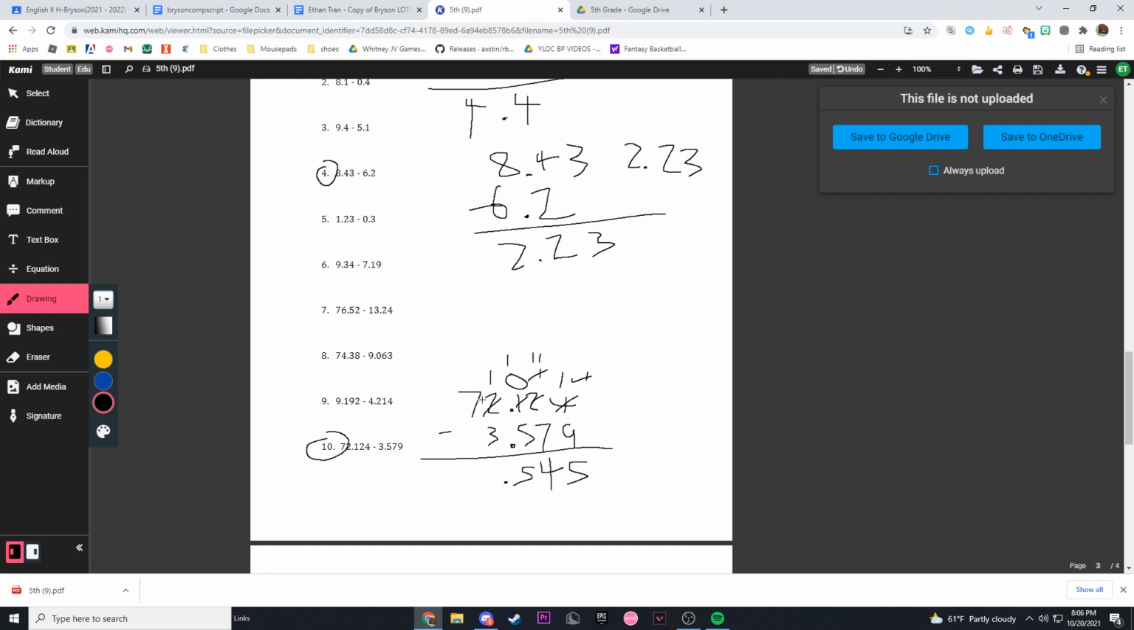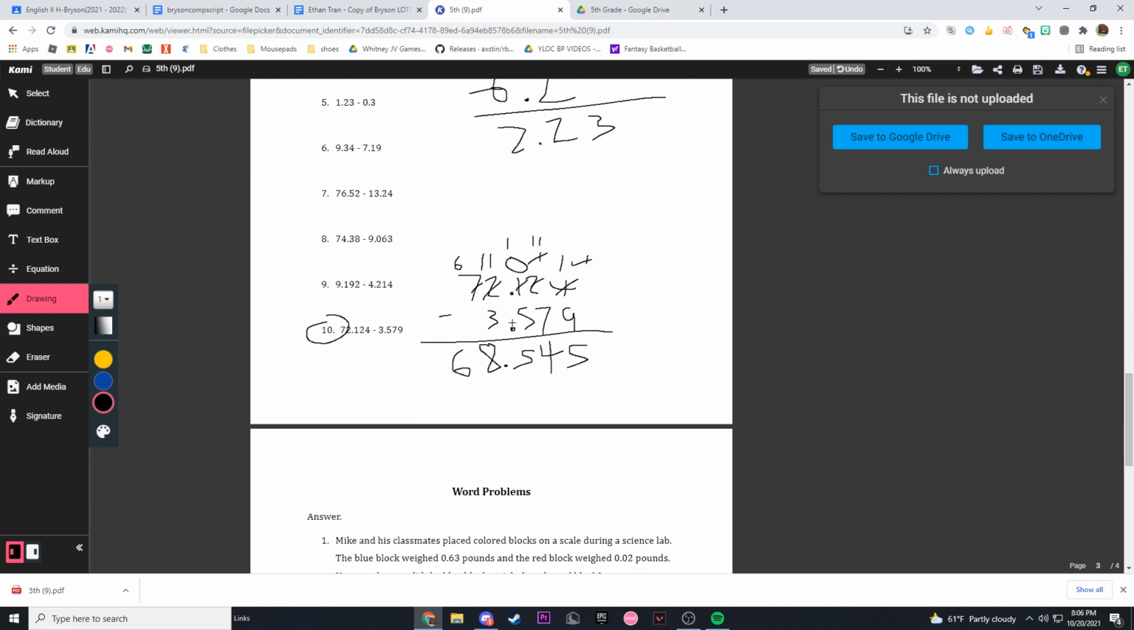Now 1 minus 3 is impossible, so we need to take a 1 from here. So 11 minus 3 is 8, and 6 minus nothing is 6. So for number 10, our final answer is 68.545.